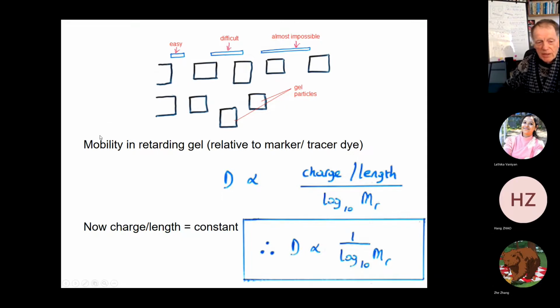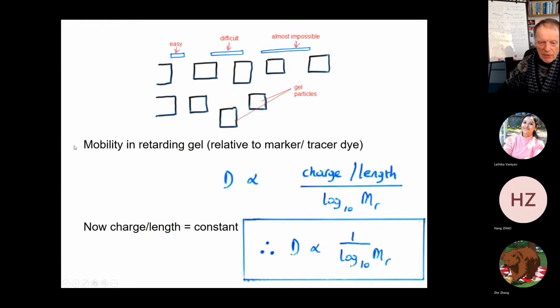And also we can measure the molecular weights, because the mobility in the gel, or through the retarding, I mean slowing down gel, relative to a marker or tracer dye, which the video referred to, will depend on the charge per unit length, which is a constant, divided by the log of the molecular weight. And we put a little symbol R here because it shows it's going to be relative to standards.